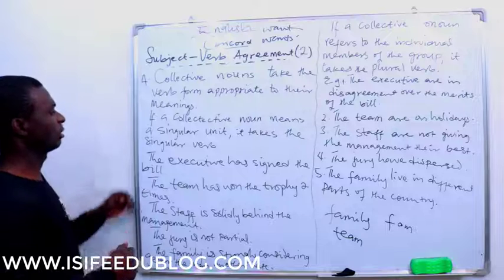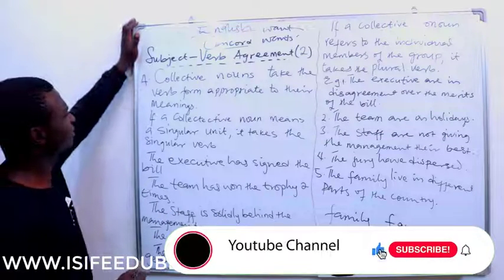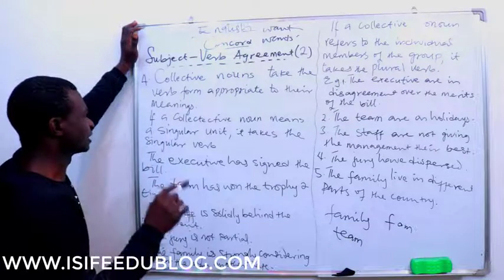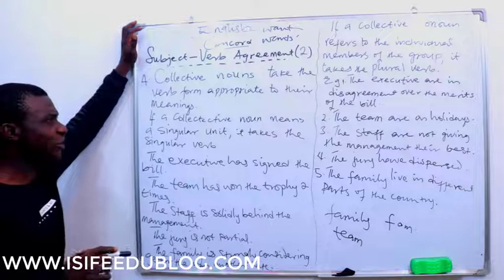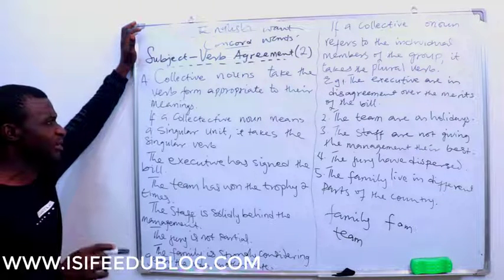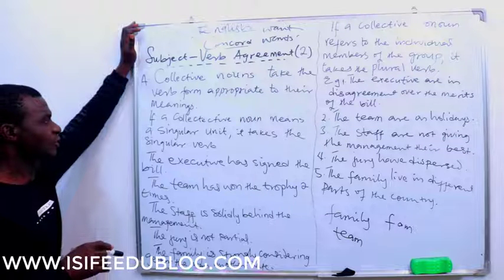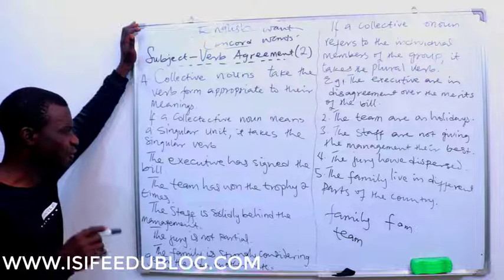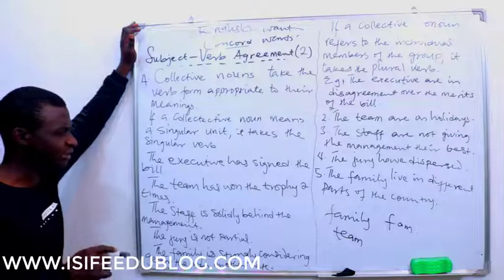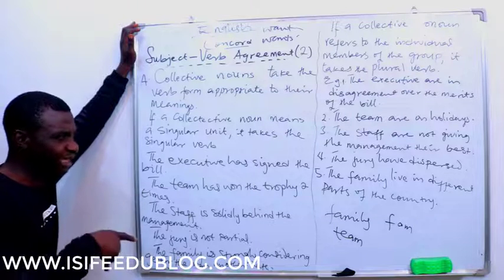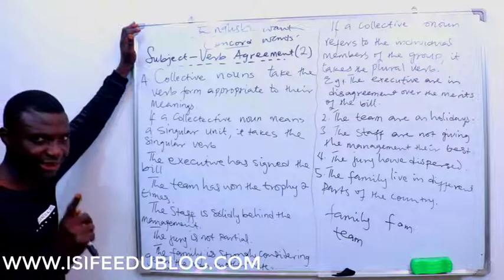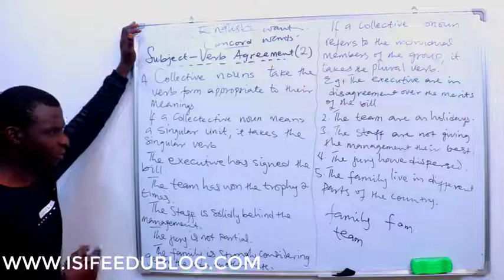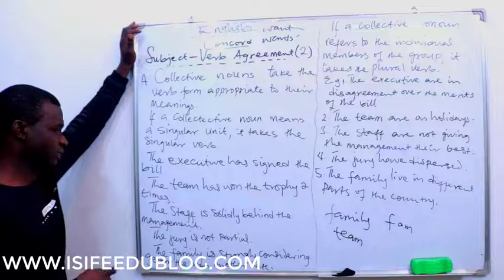Now, look at what we said here. Collective nouns take the verb form appropriate to their meanings. Collective nouns take the verb form appropriate to their meanings. If a collective noun means a singular unit, that is, all the members acting in unison, acting as one, then the singular verb is required. The singular verb is required.